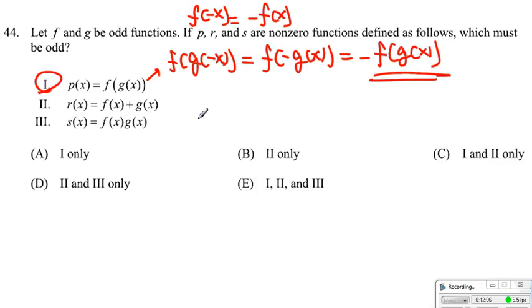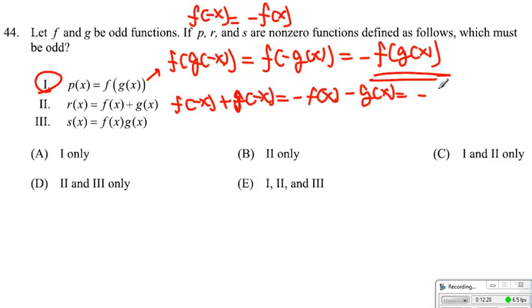Second one, we end up getting f of negative x plus g of negative x. In fact, since both of them are odd functions, we end up getting negative f of x minus g of x. To fit the structure, we can factor out the negative, then we end up having negative of f of x plus g of x. And that was exactly the negative of the original function. So in fact, yes, the second one is also an odd function.